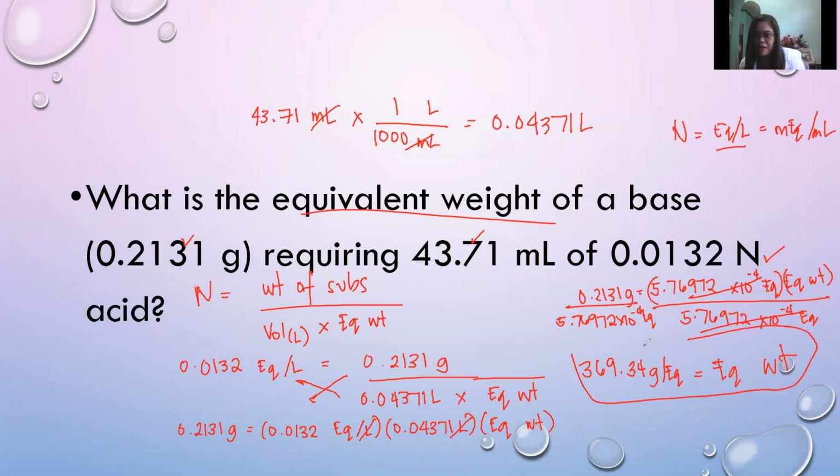Okay? This one is the correct answer for the assignment. 369.34. Let me see your answers. Okay, that's correct. If 4 decimal places, this will be 369.3420. So your answer is correct. Do not forget the unit, grams per equivalent.